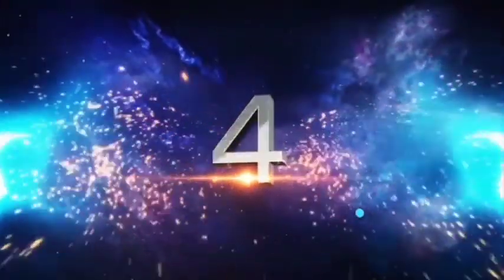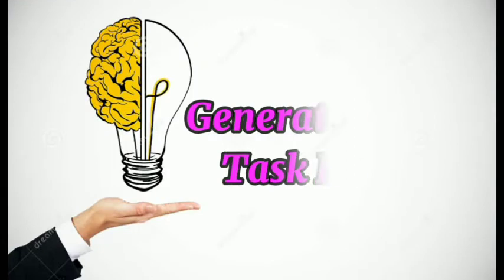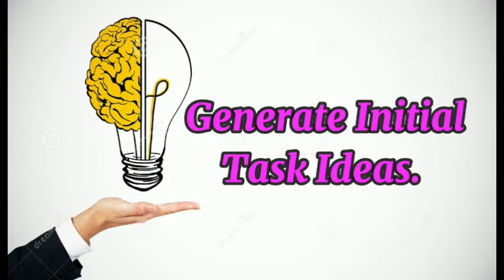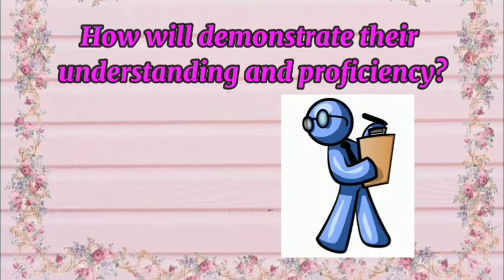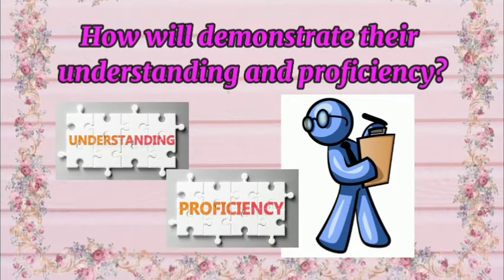Number 4. Generate initial task ideas. In this process, we will think about how we will demonstrate students' understanding and proficiency, by outlining the basic task to gather the evidence we will use to assess depth of understanding and level of proficiency.